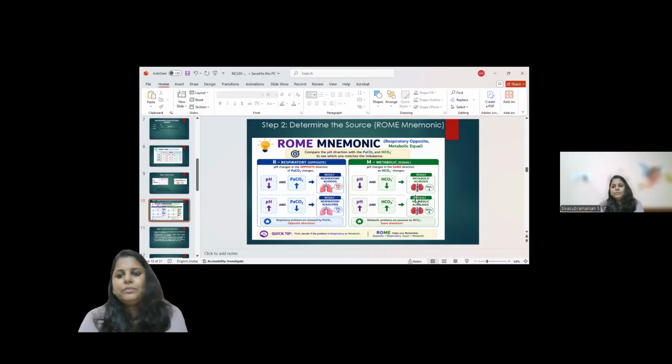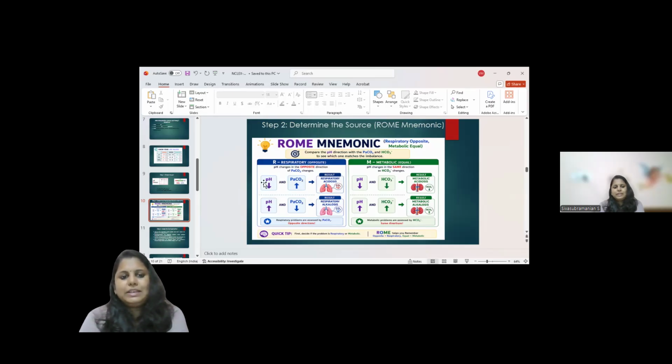Second, we must use the ROME mnemonic method. We need to find out whether it is a respiratory or metabolic imbalance. You can easily remember it as the mnemonic ROME. ROME means respiratory opposite and metabolic equal. So the pH changes in the opposite direction of the partial pressure of carbon dioxide changes.